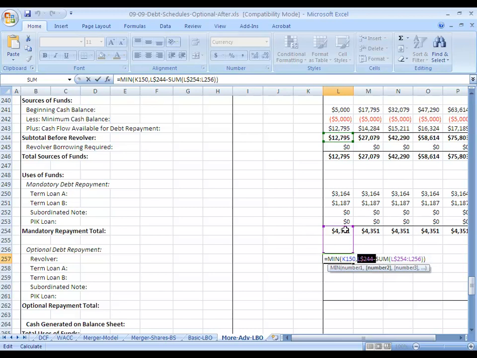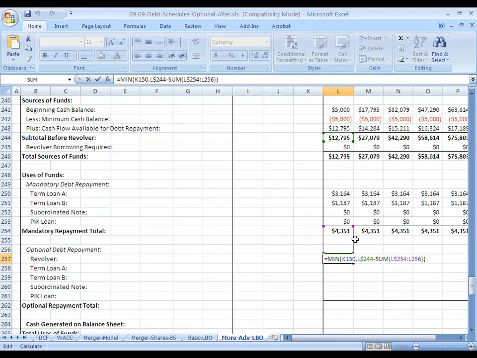Well, the problem is, what if our mandatory repayments here exceed our subtotal before the revolver? In that case, where we have revolver borrowing required, we do not want to be making any optional debt repayments. We want to be paying off zero in that case because we have no free cash flow available. We have to borrow on the revolver to even make these required debt payments. And so we have to check for that fact by checking and adding something in here to see whether or not this number is negative.